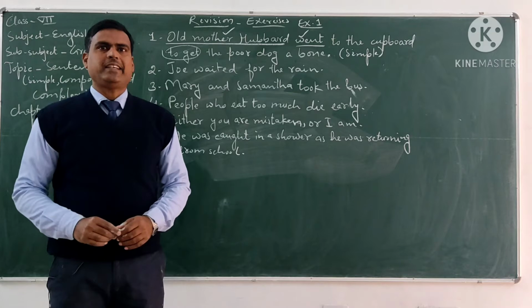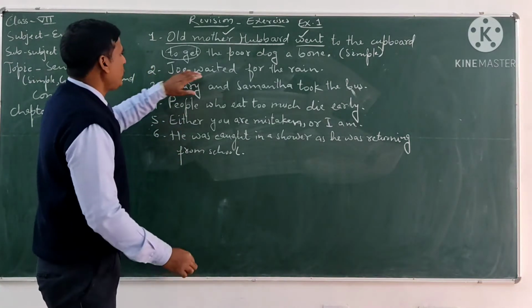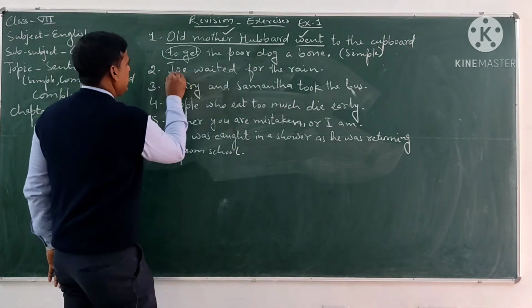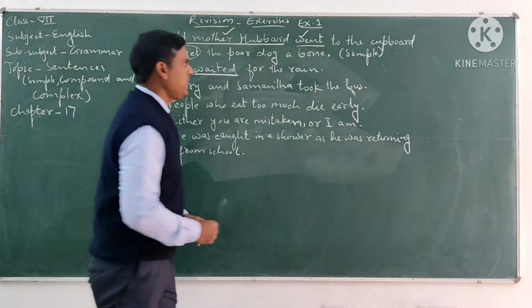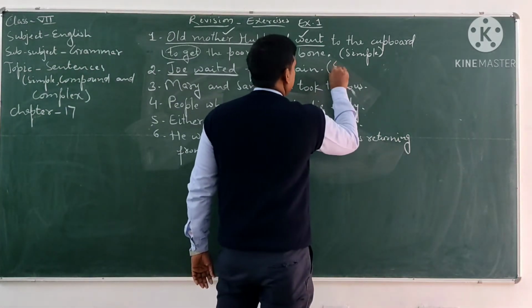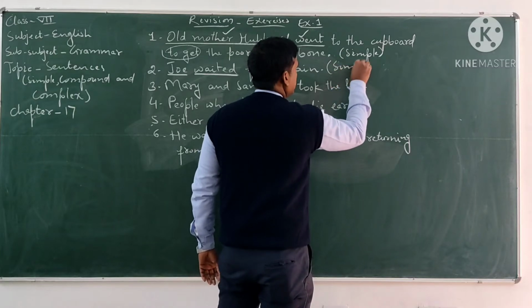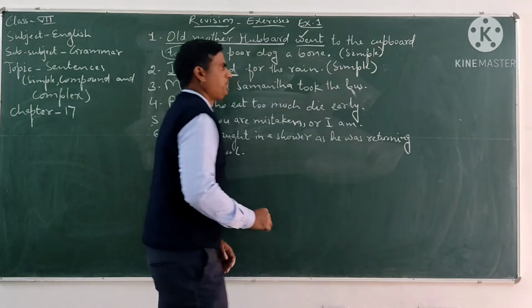Now see the second one. Joe waited for the rain. We see that here is only one subject and one finite verb. That's why the sentence is simple. This sentence is also a simple sentence.